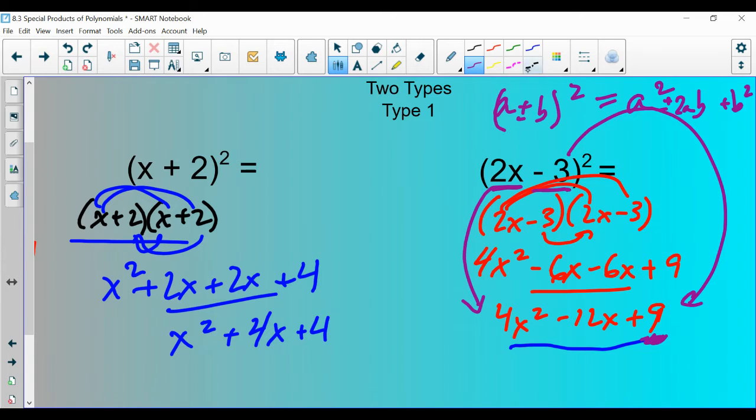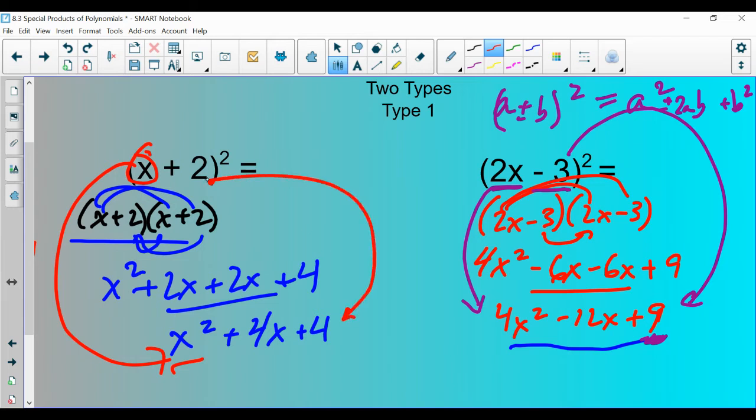That worked over here as well. Let's take a look. The first term, x squared, you get by squaring x. The last term is 4, and you get it by squaring 2. And then if you took these two things and multiplied them together, you'd get 2x. And then if you doubled that, you'd have 4x.